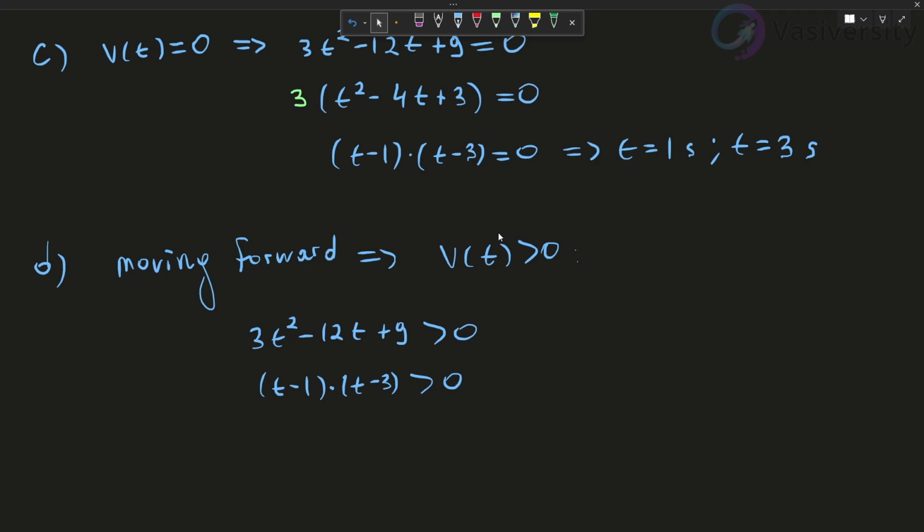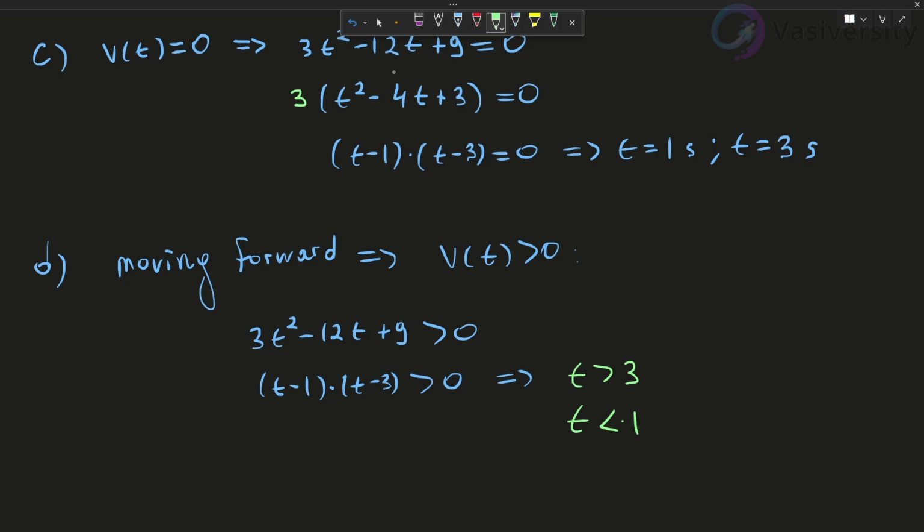So essentially t is greater than 3, right? So that implies that t has to be greater than 3. Okay, or when both of them are negative, t is less than 1. But the time is greater than 0.